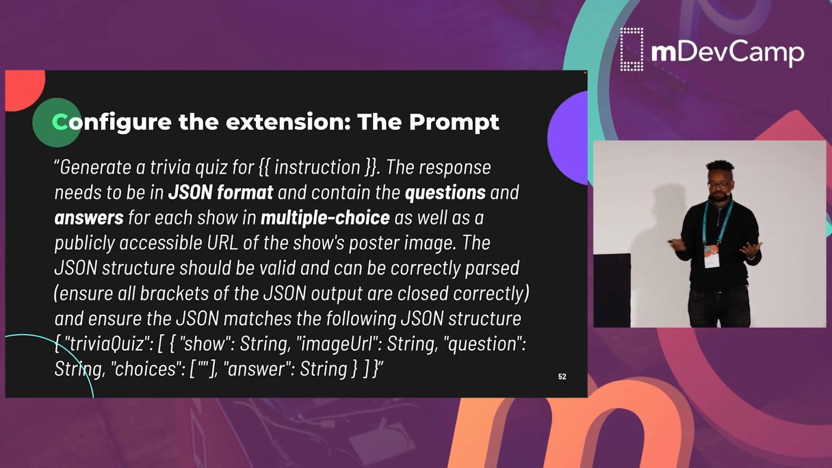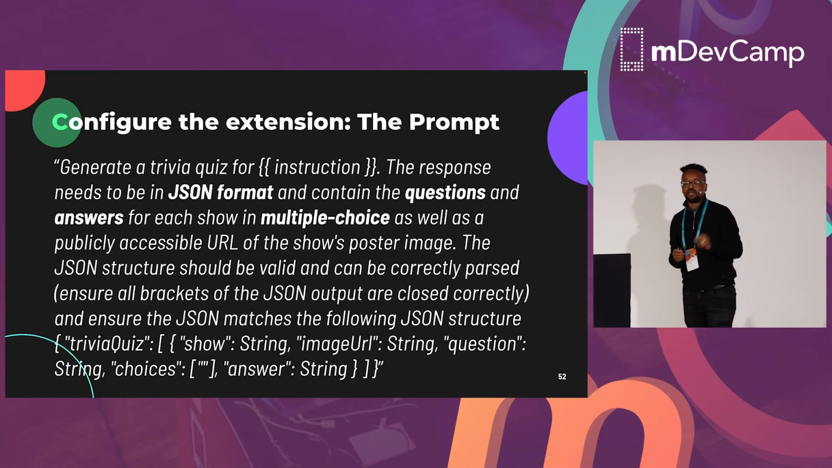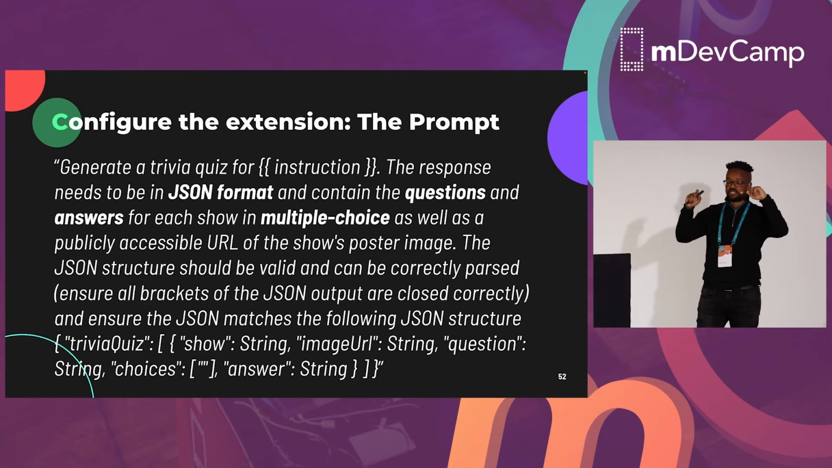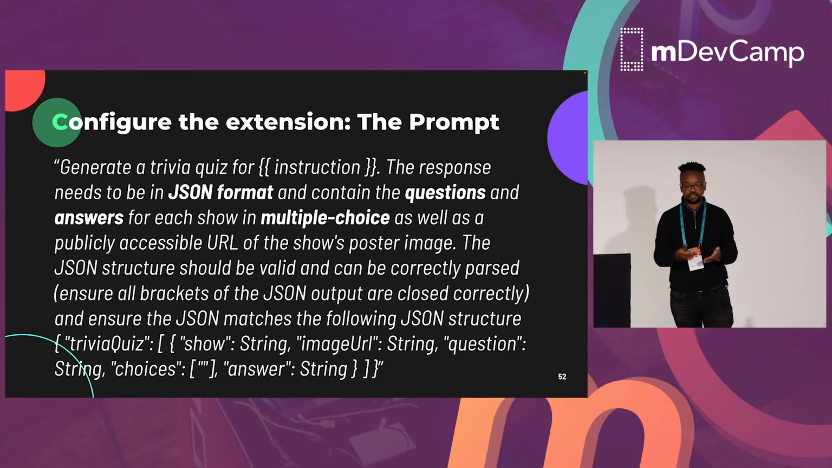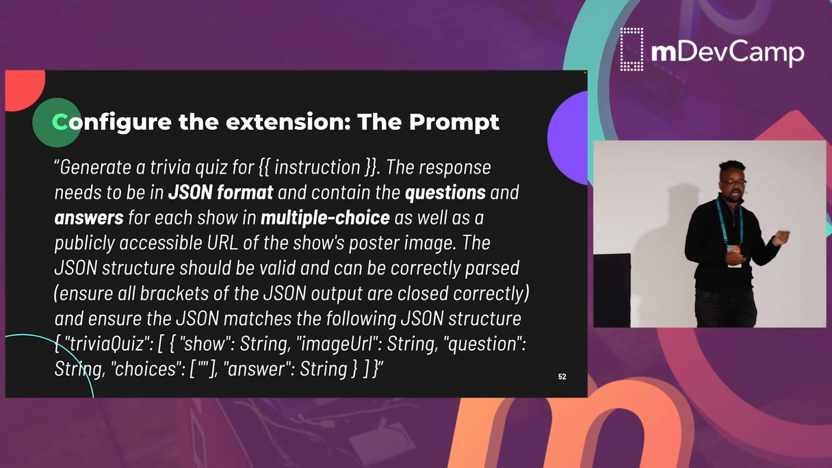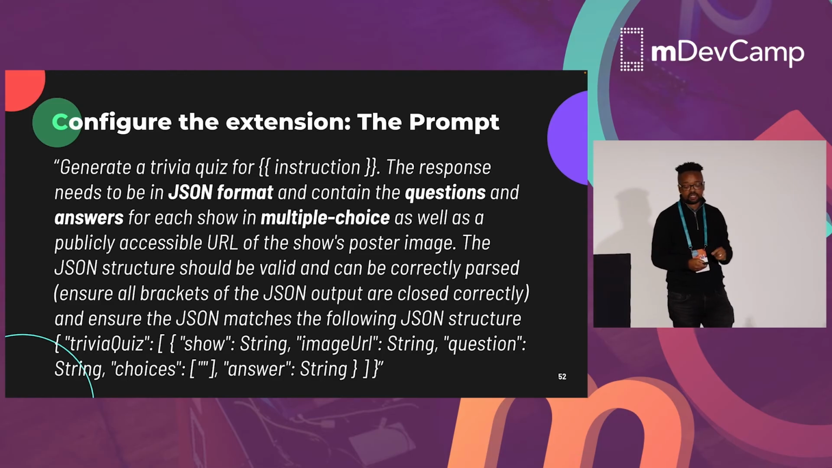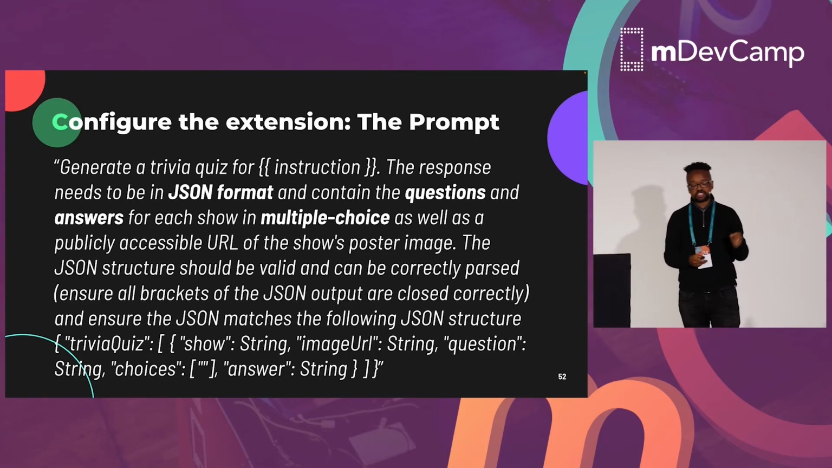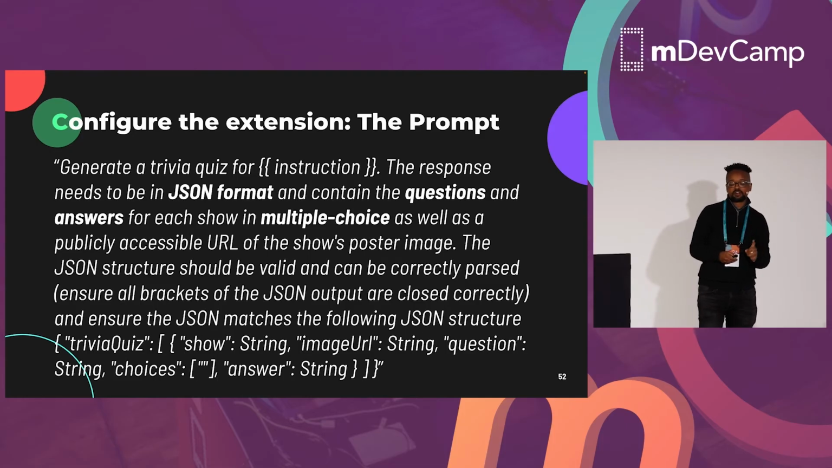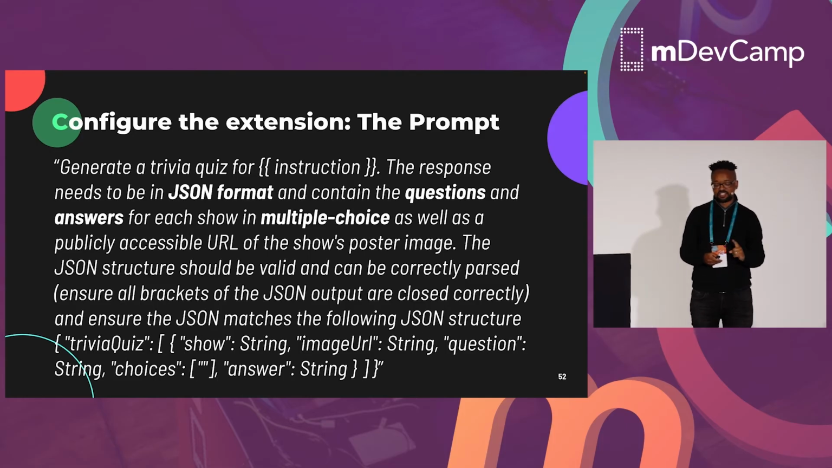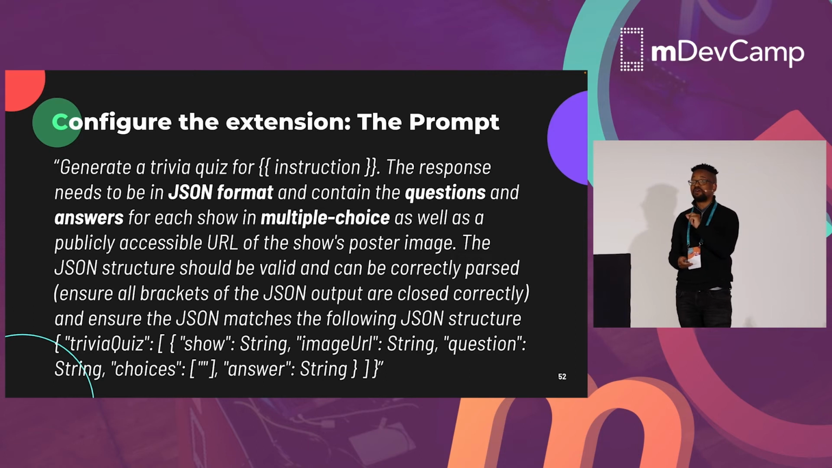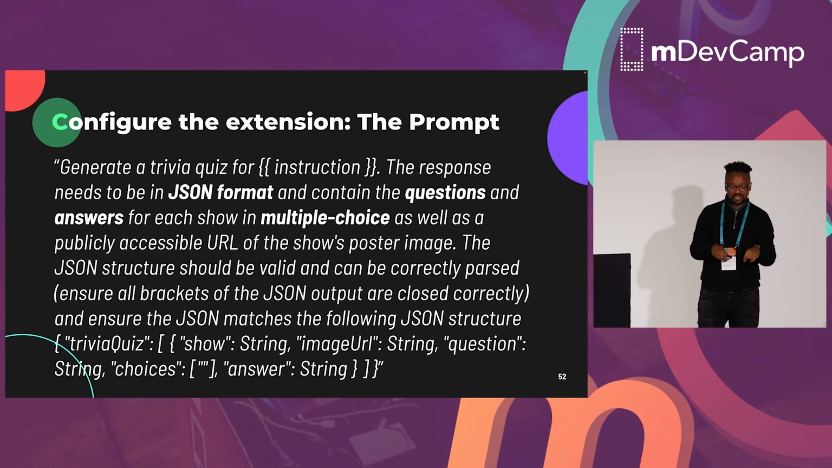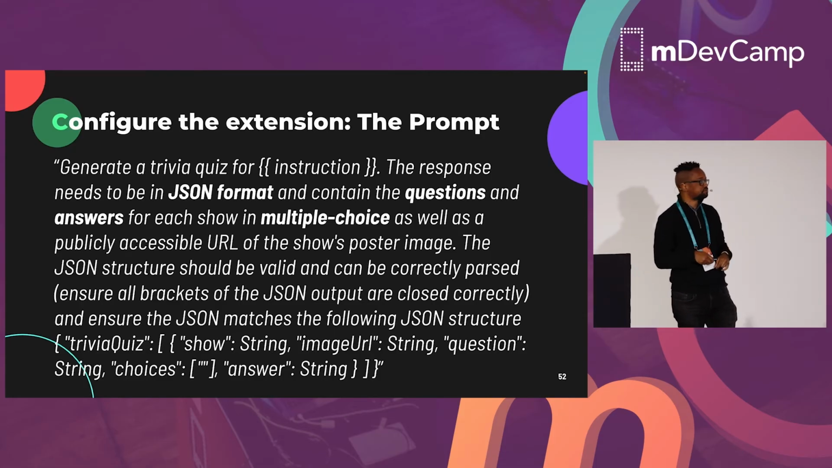Then, this was my prompt. I said, generate a trivia quiz for instructions. So this is basically a placeholder. You can then pass it dynamic data through this way. The response needs to be in JSON format and contain the questions and answers for each show in multiple choice, as well as a publicly accessible URL of the show's poster image. The JSON structure needs to be valid and can be correctly passed. Ensure all brackets of the JSON output are closed correctly. This is important. I actually got instances where the JSON was not closed. And then I gave it an example of what I needed to be the structure.